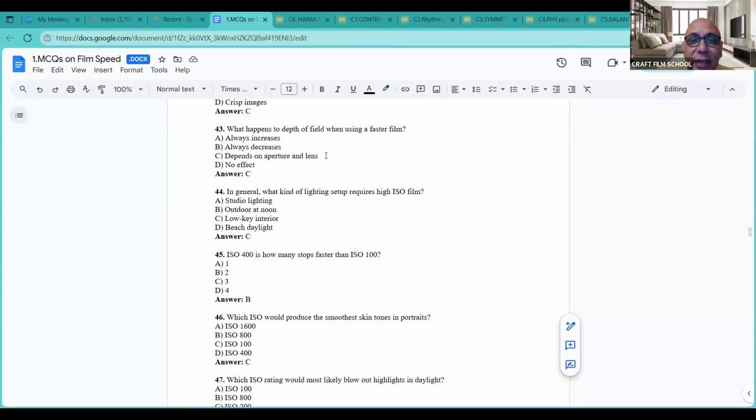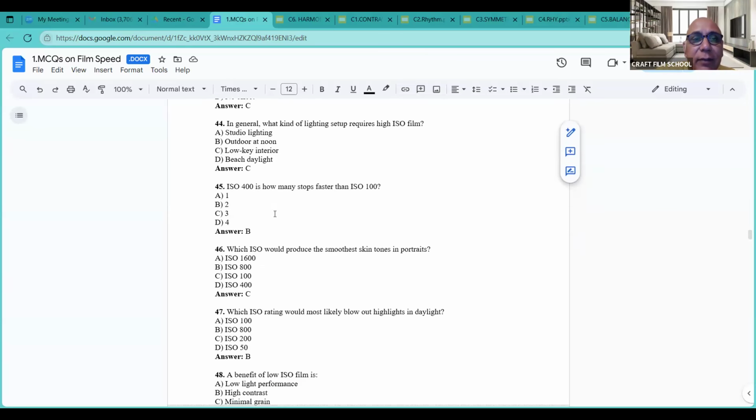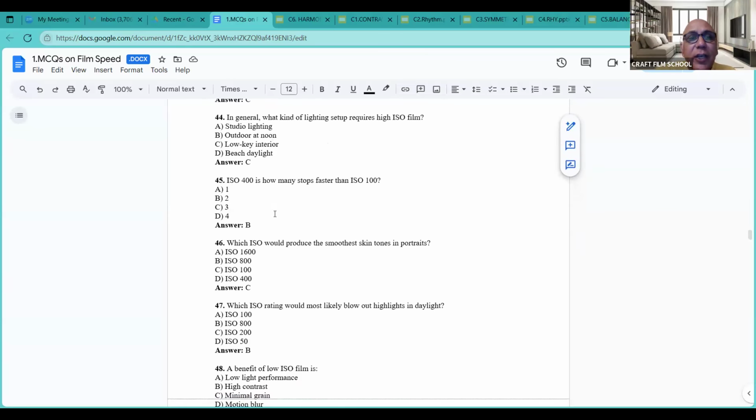As we had discussed yesterday, it depends upon two factors, basically three factors, but here two are being mentioned. So indirectly they are connecting the depth of field with the film just to make you confused. This is just to confuse you, nothing more than that. In general, what kind of lighting setup requires higher ISO film?